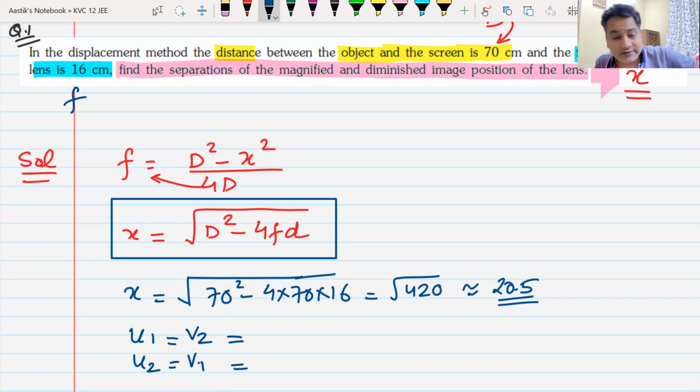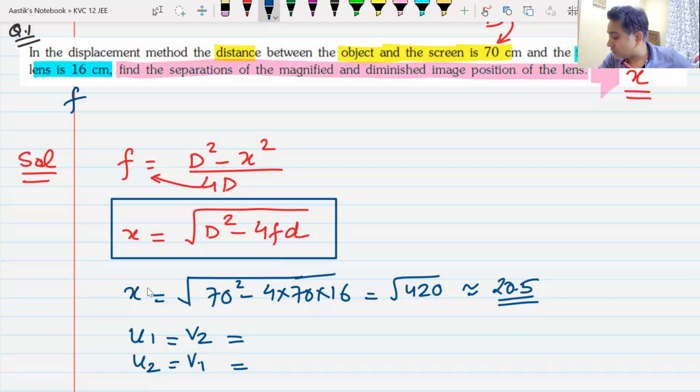What is the value of u1? Everything is given to you. You have calculated the value of x as 20.5. Can you now tell me what is the value of u1, which should be equal to the value of v2? Yes, my dear friends. Sir, 25.2. Yes. How are you going to do this?